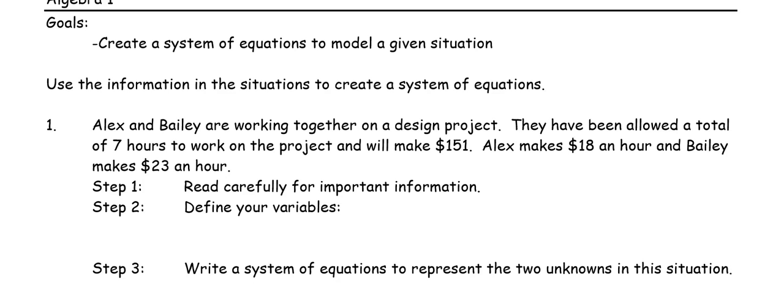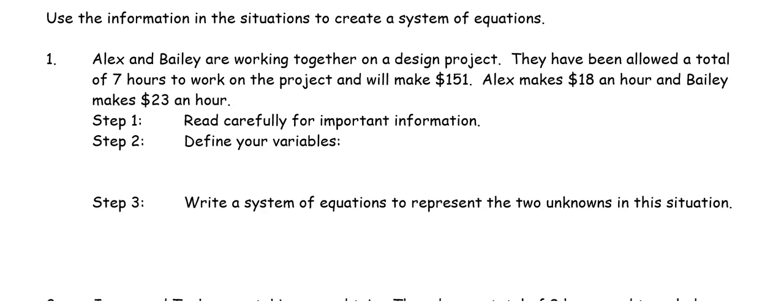This video is about creating a system of equations to model a given situation. So a system of equations is two equations with two different variables. So in number one, we have Alex and Bailey are working together on a design project. They have been allowed a total of 7 hours to work on the project and will make $151. Alex makes $18 an hour and Bailey makes $23 an hour.